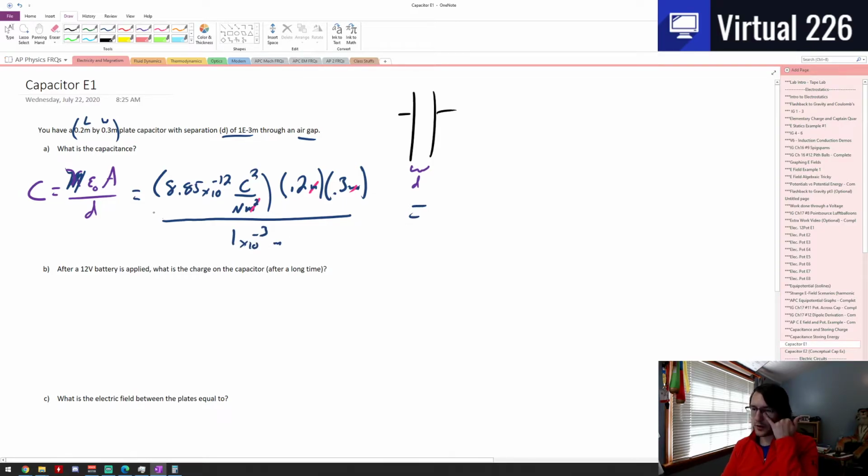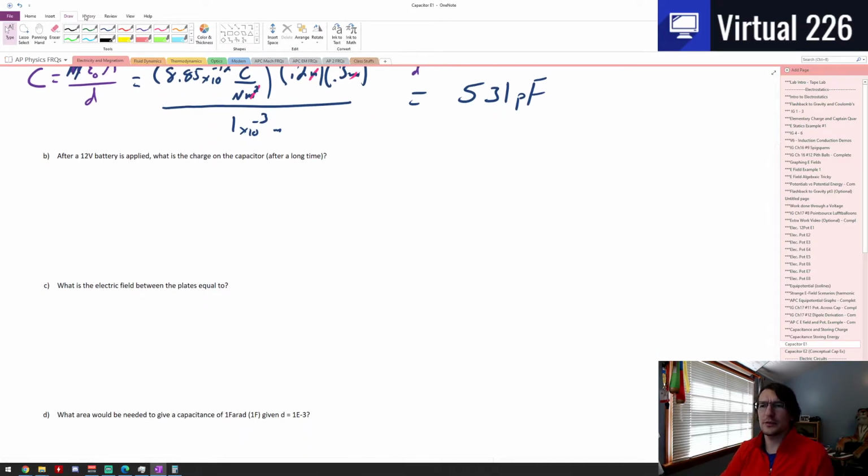And if we throw all these numbers together here, we're going to get something very small, actually. We're going to get something that is about 531 picofarads. Remember, farads are the unit of capacitance. Pico is times 10 to the minus 12. So a very, very small amount of capacitance here. So let's look at the next problem here.